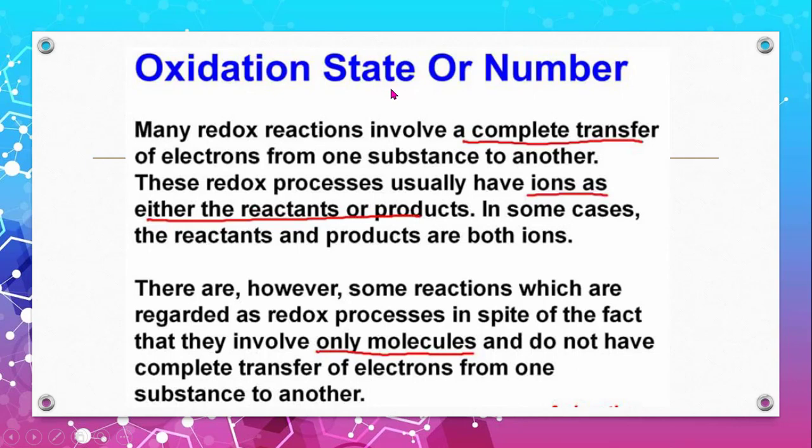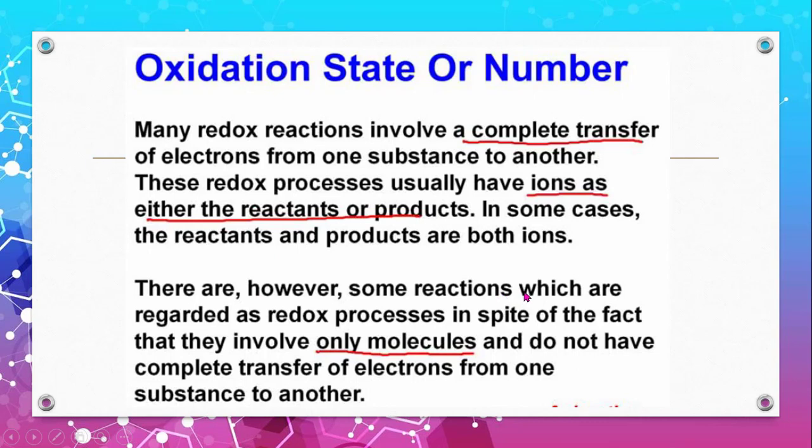So many redox reactions involve a complete transfer of electrons from one substance to another. These redox processes usually have ions as either reactants or products. And in some cases, the reactants and products are both ions, right? So using ions, we can tell whether something has been oxidized or reduced depending on what the charge looks like before the reaction and after the reaction, all right?